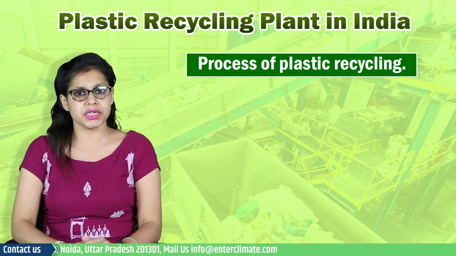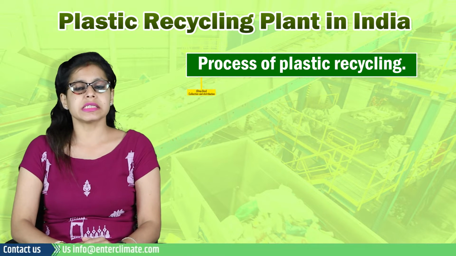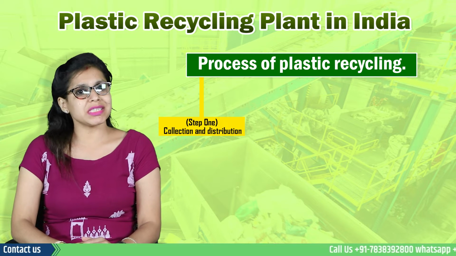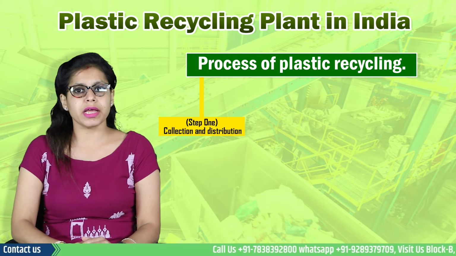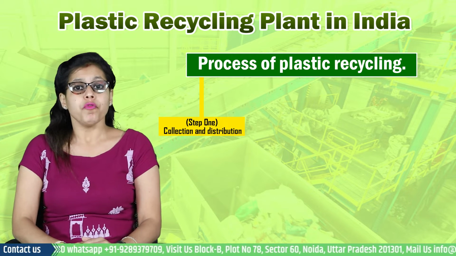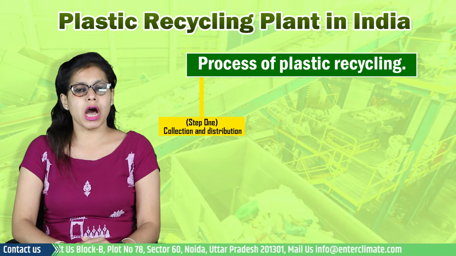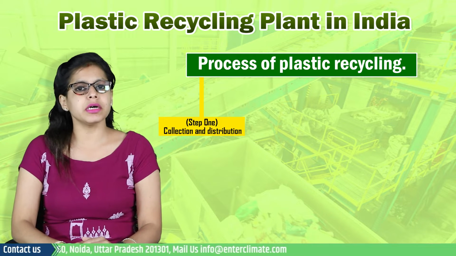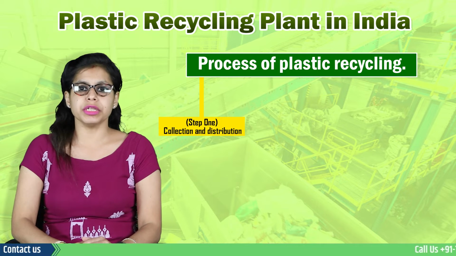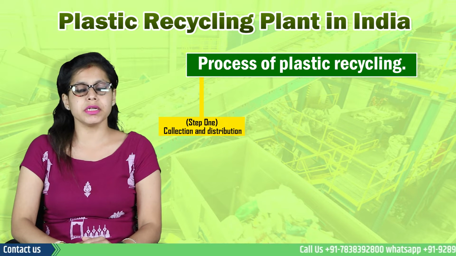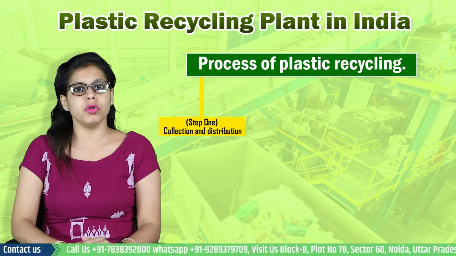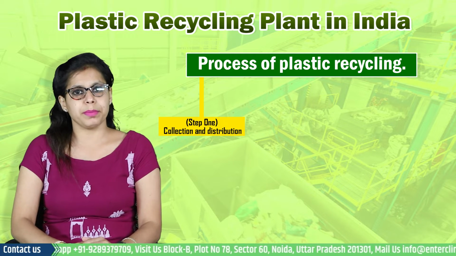The plastic waste recycling process includes Step 1, collection and distribution. So before even starting the process, the recycler has to set up collection centers or collect plastic from various sources including houses, businesses and other institutions. The recycler can do this collection either on their own or by designating the responsibility. Recyclers can also take assistance from local government authorities for the same.